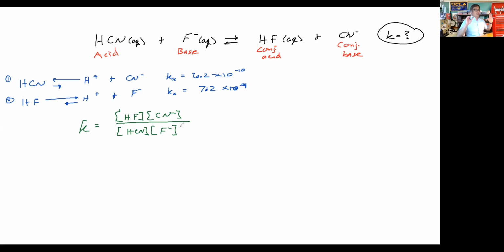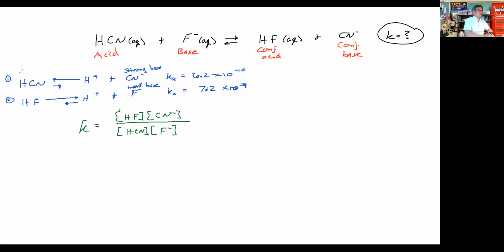With that said, based on our Ka values, hydrofluoric acid is more willing to give up its proton. It wants to dissociate. And on top of that, if we take a look at hydrocyanic acid, because the reaction favors the right, the cyanide ion wants to pick up the proton. So therefore, this base here is a fairly strong base. This is a stronger base. This is a strong base, and this is a weak base.